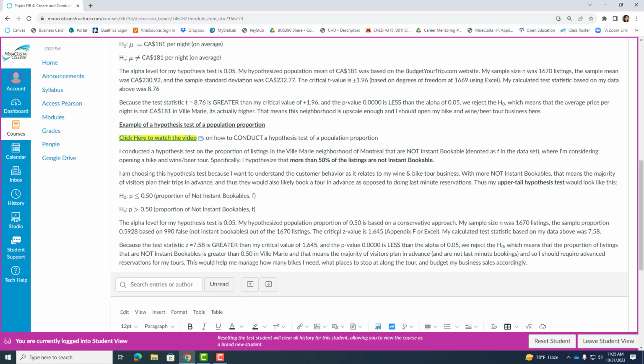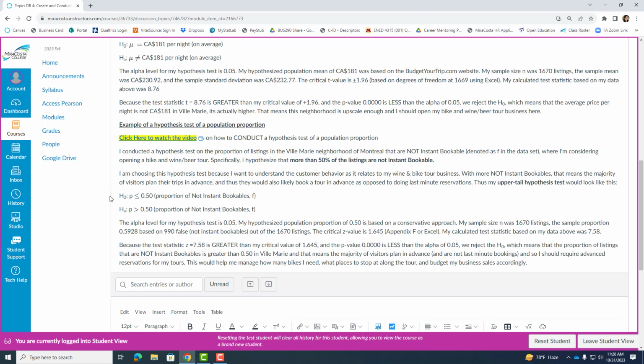Now, to find the critical Z value, I used Excel, and the worksheets that I provide and the videos show you how to do that. And then I took my information and I plugged it into the test statistic formula for a proportion and converted it to a test statistic. In this case, when I did my math, I got a test statistic of 7.58. And so now I'm going to come up with a conclusion using both the critical value approach and the p-value approach. Because my test statistic Z is 7.58, which is greater than my critical value of 1.645, and my p-value, 0.000, is less than the alpha of 0.05, we reject the null.